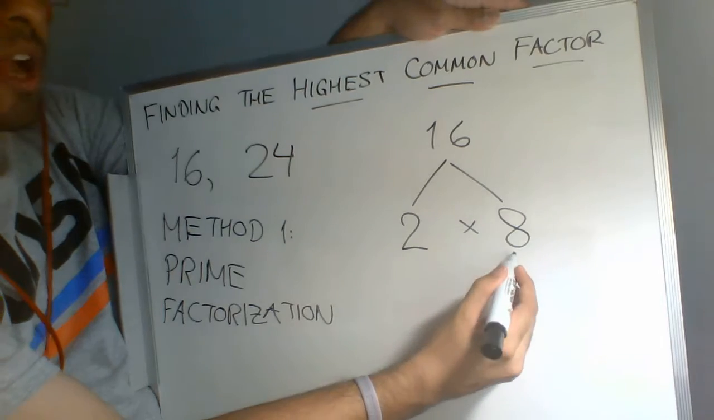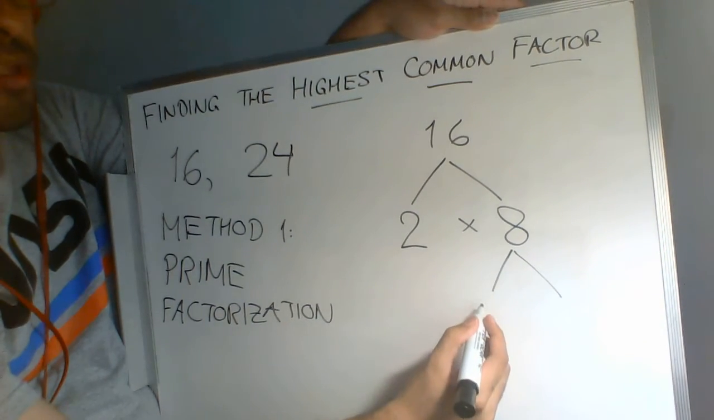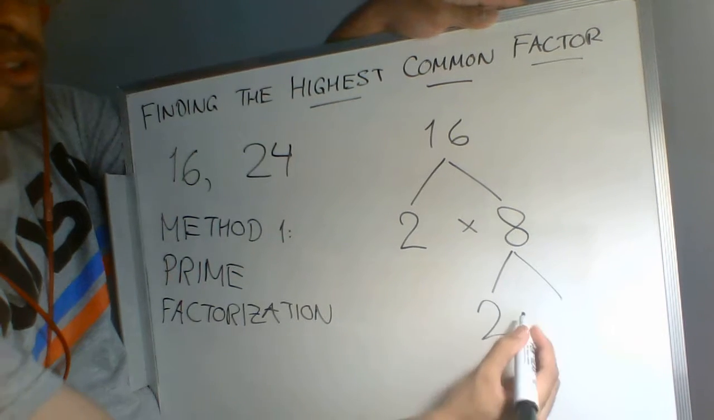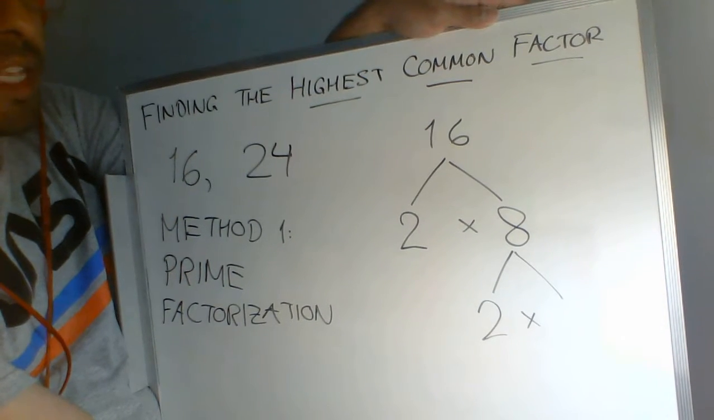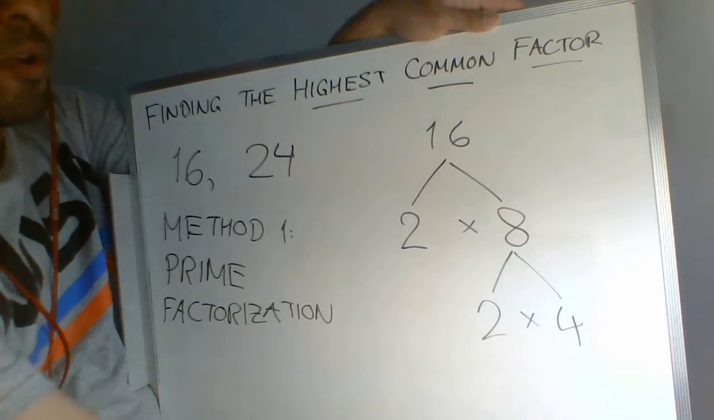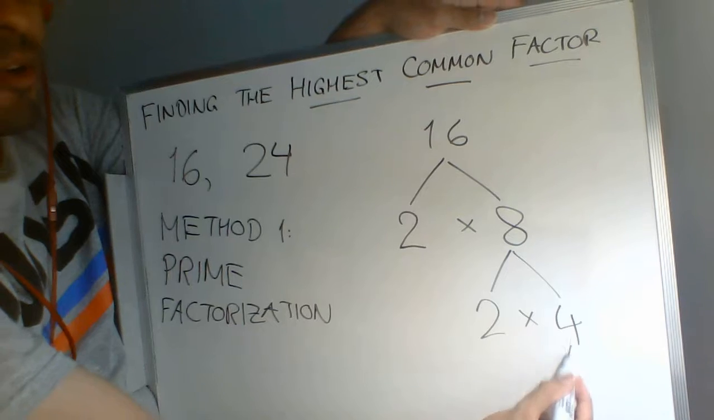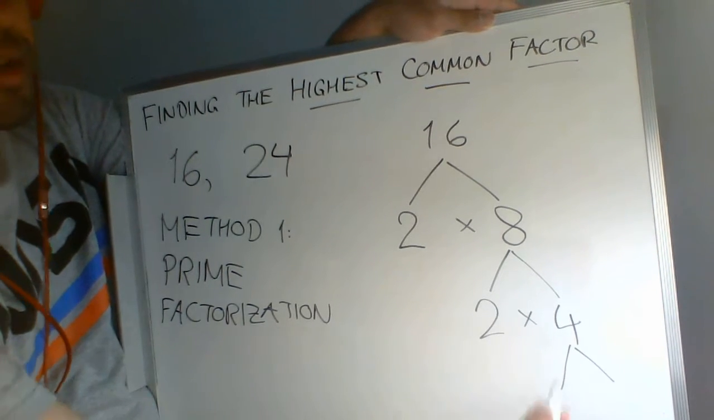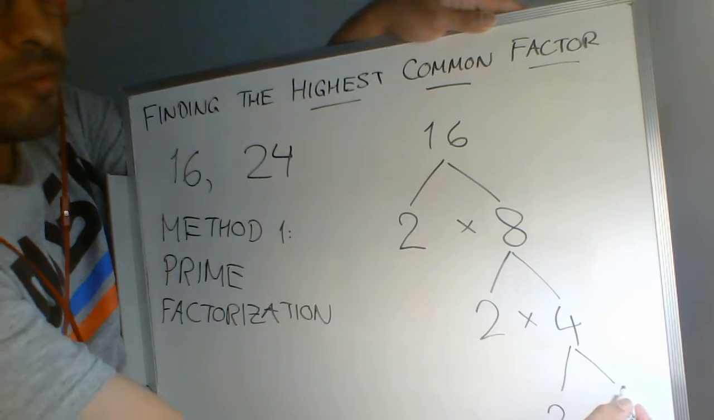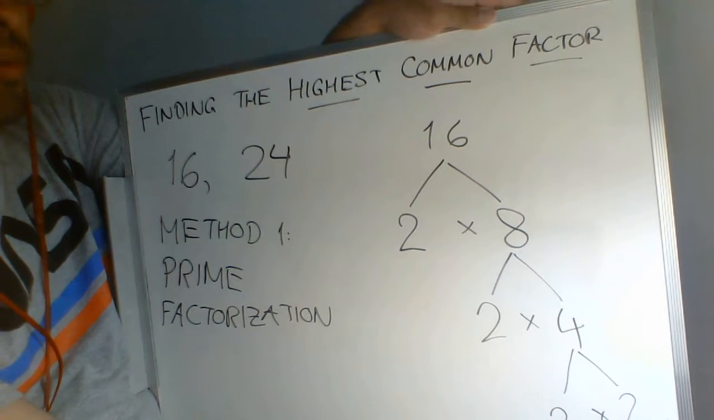Now 8's not prime, so we're going to break this 8 into, well, the smallest prime number that we can fit in there is 2 again. And then we get 2 times what is going to give us 8? Well, 2 times 4 is going to give us 8, so we put a 4 there. And now one more time, 4 isn't prime, so we break that up. 4 is divisible by 2. 2 times what gives us 4? 2 times 2 would give us 4.